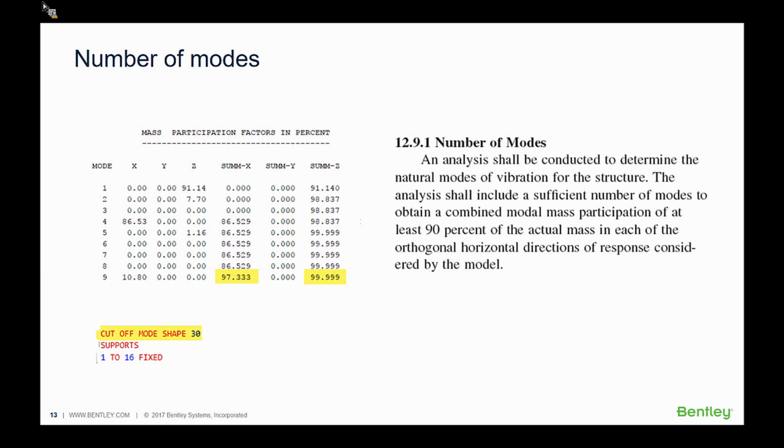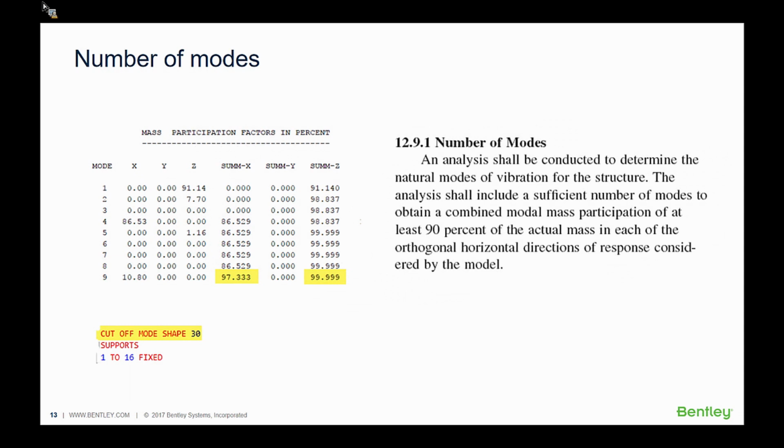So once the mass and the stiffness are modeled and the modal analysis is carried out, the first and foremost thing to ensure is that enough number of modes are considered in the dynamic analysis so that the cumulative mass participation in each direction of interest is at least 90%. This requirement is outlined in section 12.9.1 of the ASCE 7 code. In STAAD Pro, by default, 6 modes are considered, but that may not be good enough for all types of structures.